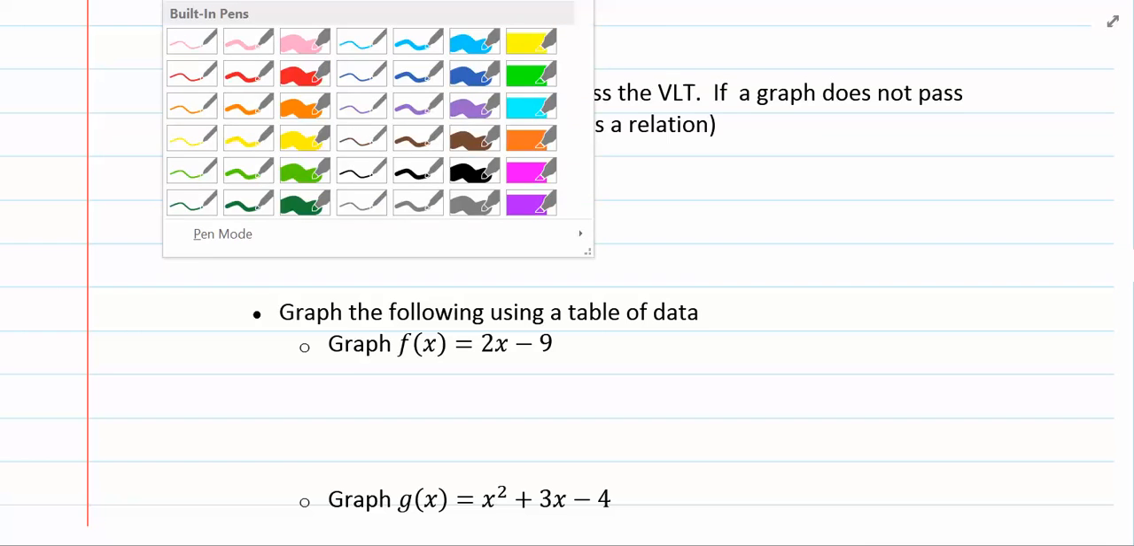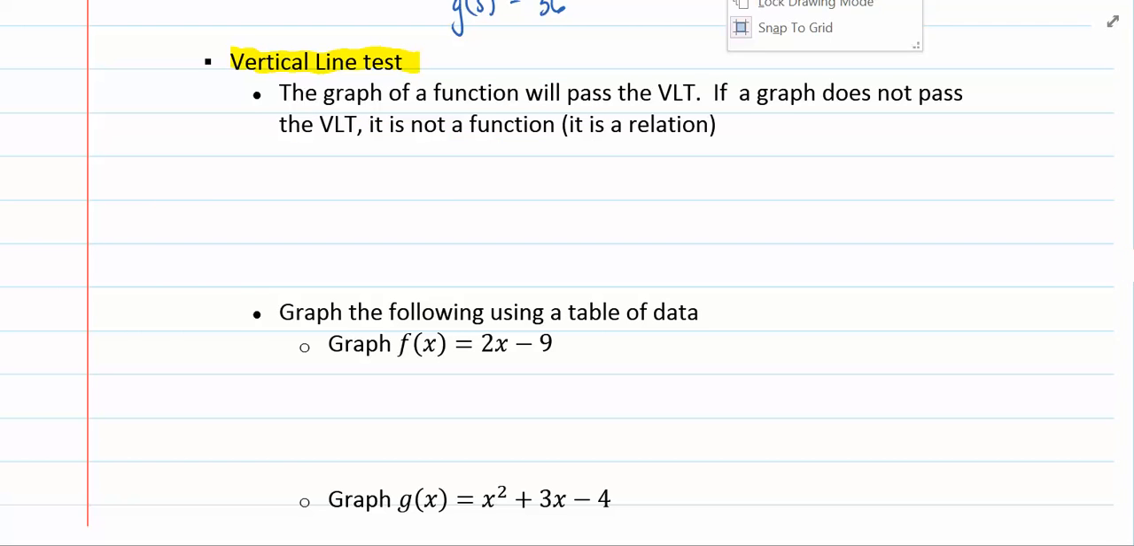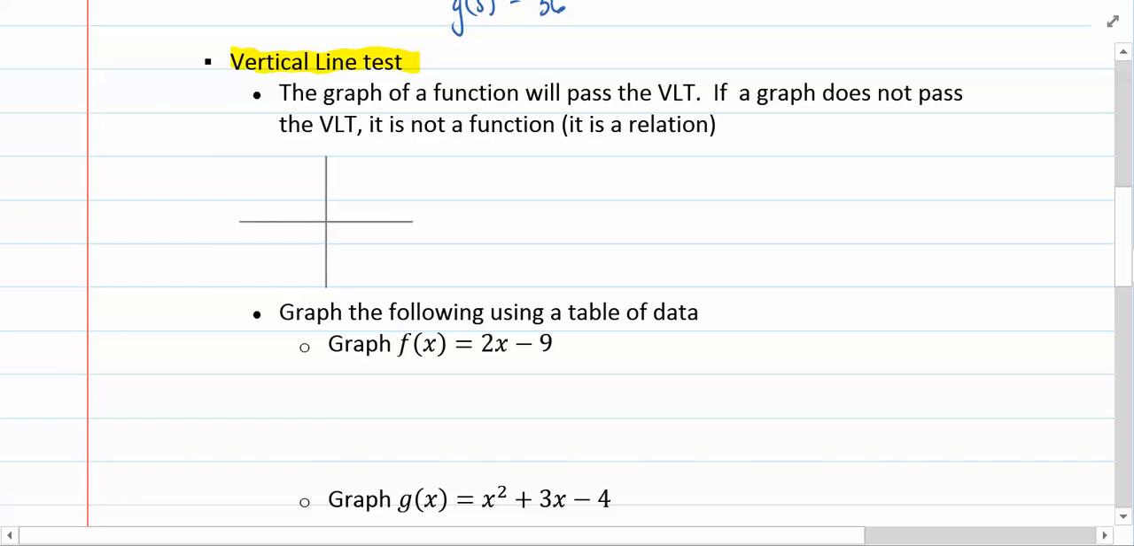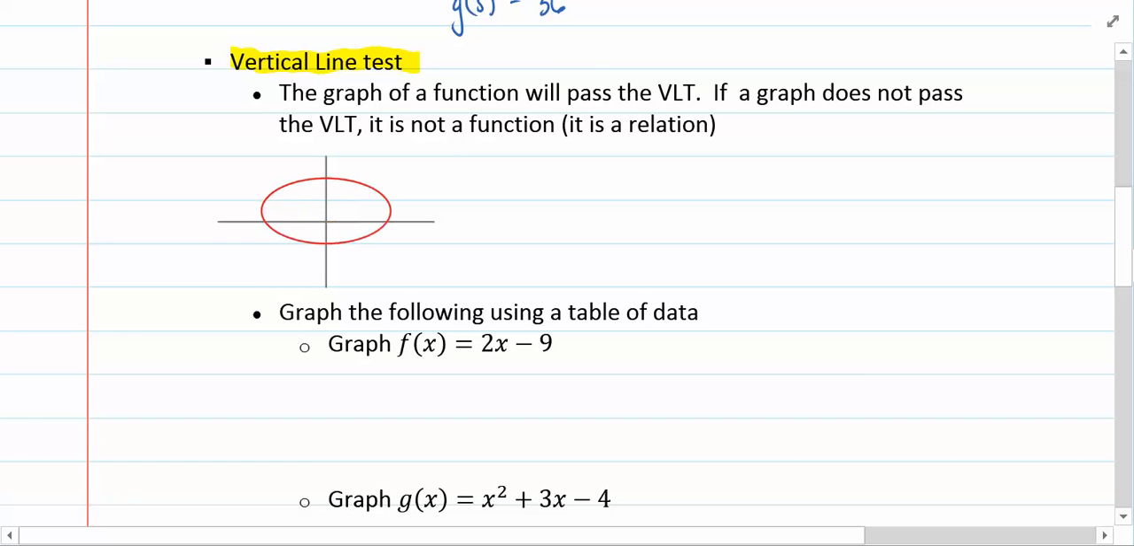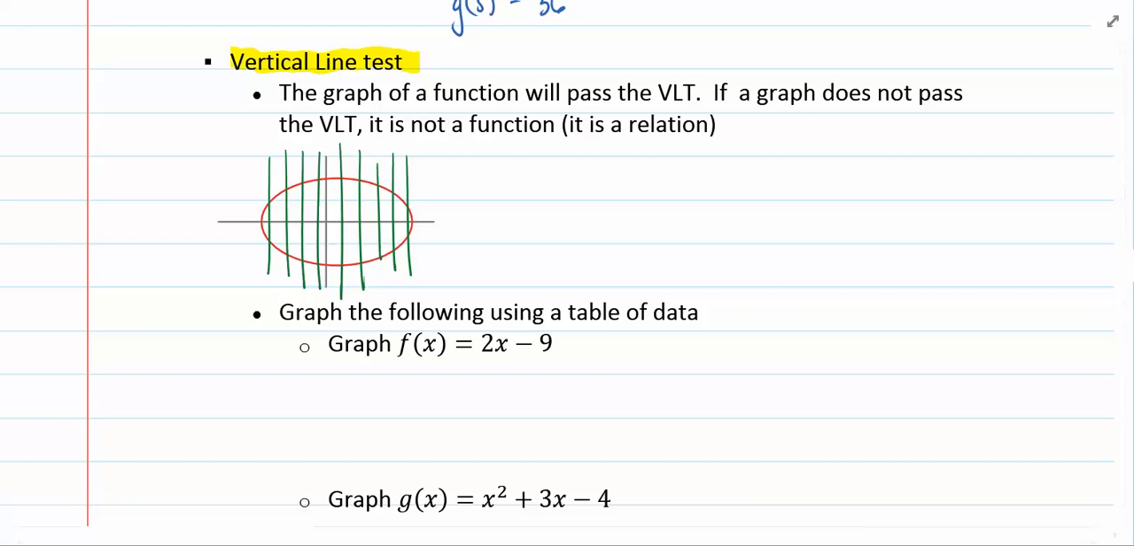Well, let me give you an example of something that would not pass the vertical line test. Let me start with a quick sketch here. Let's say that I had a relationship drawn that looks something like this. It's possible for me to create a graph so that it comes out looking like this on a coordinate grid. However, if I start drawing vertical lines across the domain, you'll see rather quickly that we run into a problem. Each and every one of these vertical lines actually touches the graph in two locations.